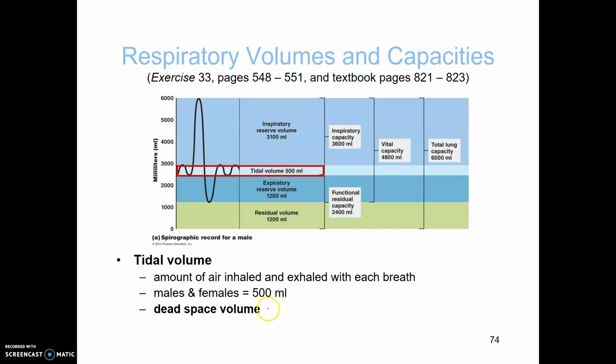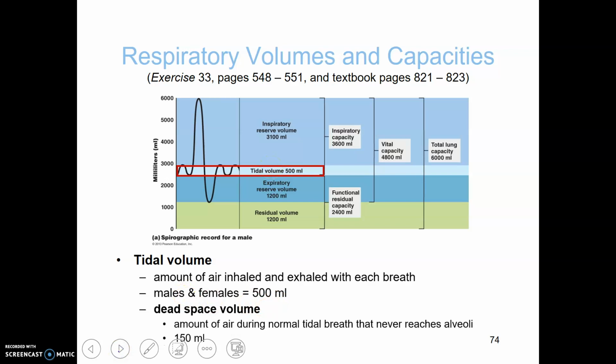Now we have this other dead space volume, that is not really super important for you to know, so I'm just going to mention it. About 150 milliliters of this 500 never actually reaches the alveoli, and so we call that dead space volume. So we really get about 350 into our lungs with each of our breaths. Again, that's an average, so it can be higher if you're a bigger person, or a little bit lower if you're a smaller person. Also, physical fitness has a big role there.